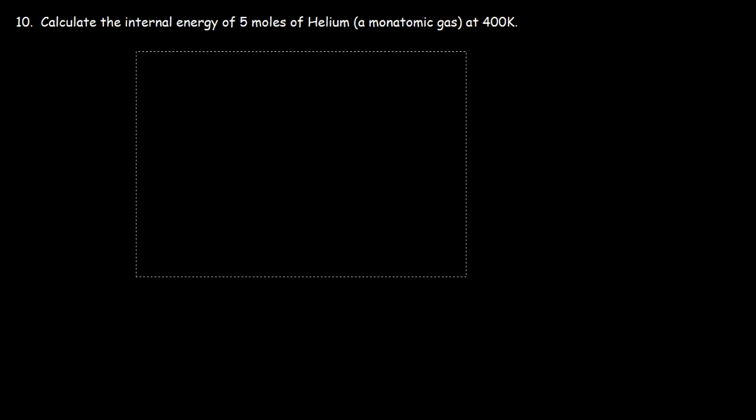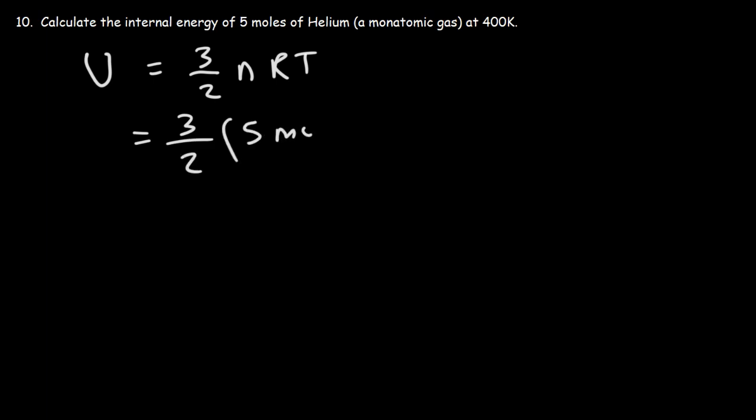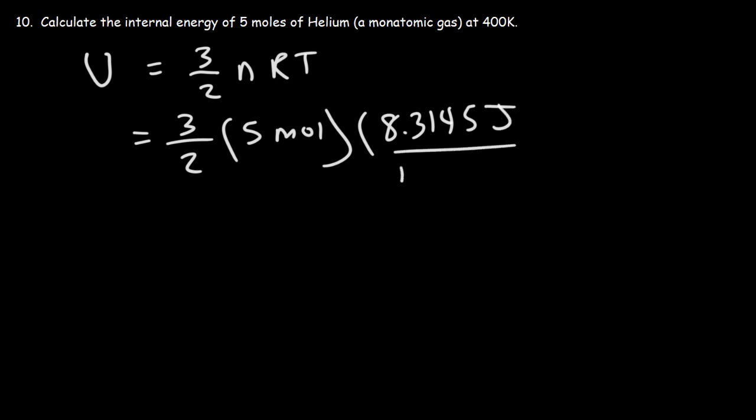Now, in order to calculate the internal energy of a monoatomic gas, the formula that we need is this. Capital U is the symbol for internal energy, and it's equal to 3/2 nRT. So n is the number of moles, that's 5 moles. R is going to be 8.3145 joules per mole per Kelvin. And the temperature is 400 Kelvin.